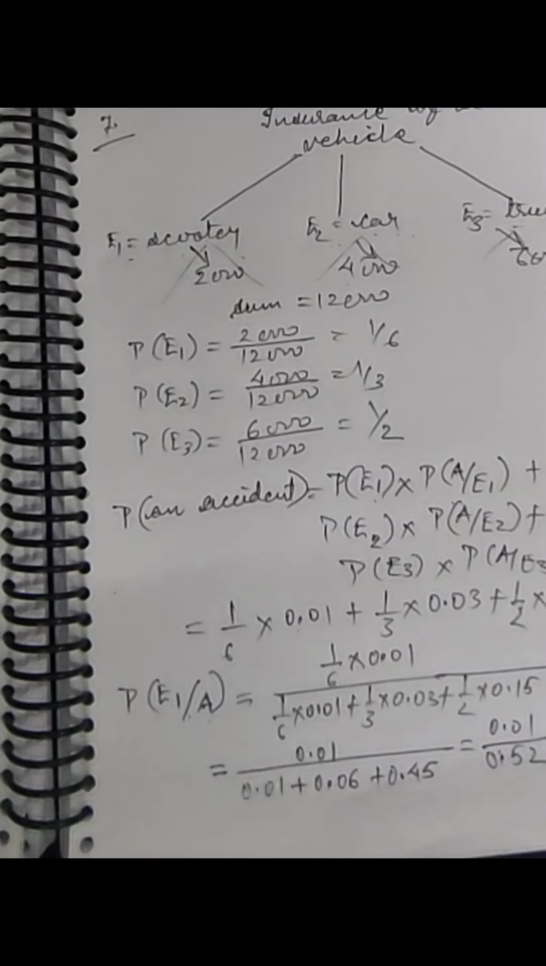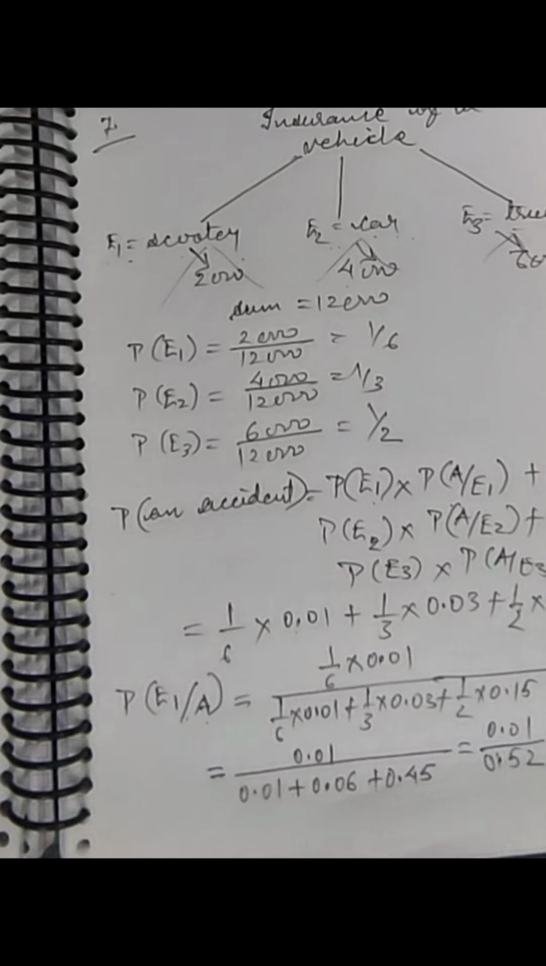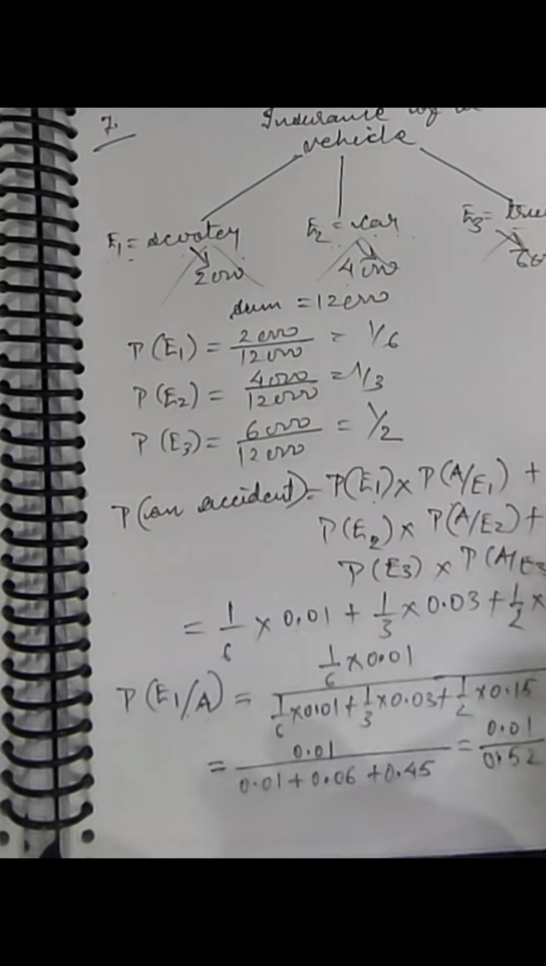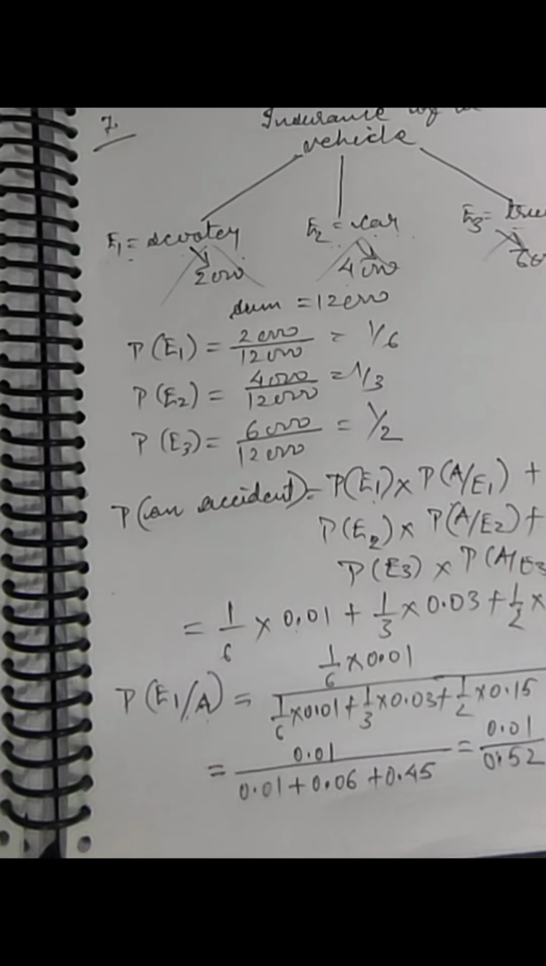After the full calculation, I have obtained 1 upon 52 as the required probability of it being a scooter when the person meets with an accident. So I hope this much you have understood. Let's take one more question from the same exercise.